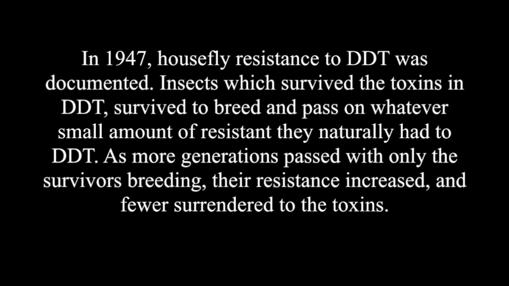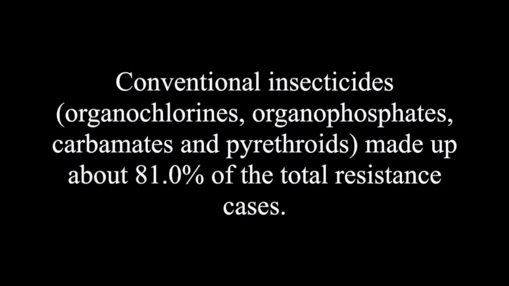In 1947, housefly resistance to DDT was documented. Insects which survived the toxins in DDT survived to breed and pass on whatever small amount of resistance they had naturally to the DDT. As more generations passed with only the survivors breeding, their resistance increased and fewer surrendered to the toxins. Conventional insecticides made up about 81% of the total resistant cases.